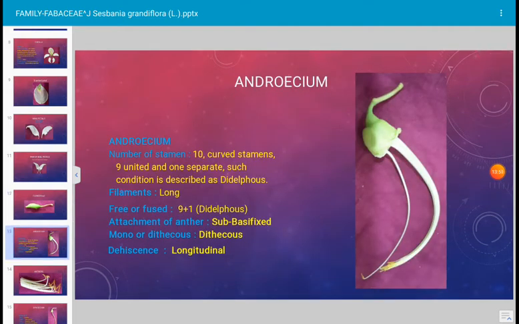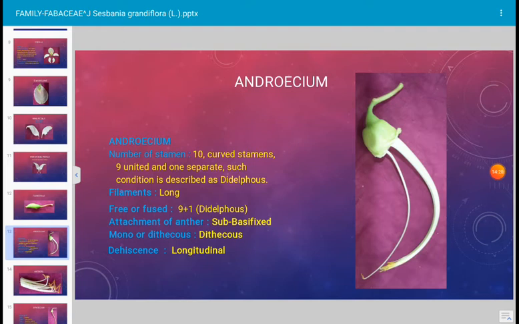Androecium. See carefully in the photograph. This is the photograph of the androecium. What is androecium? The androecium is the male part of the flower. It consists of stamens. All the stamens together are known as androecium. There are 10 stamens in total, and all are fertile. A very characteristic feature of this family Fabaceae.